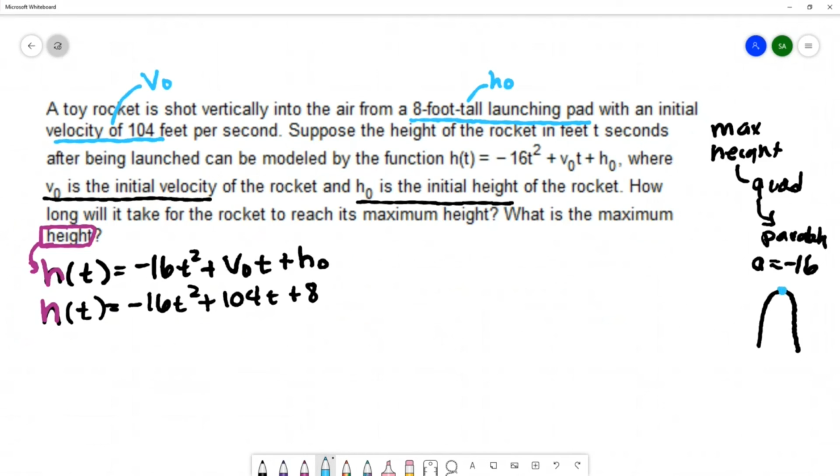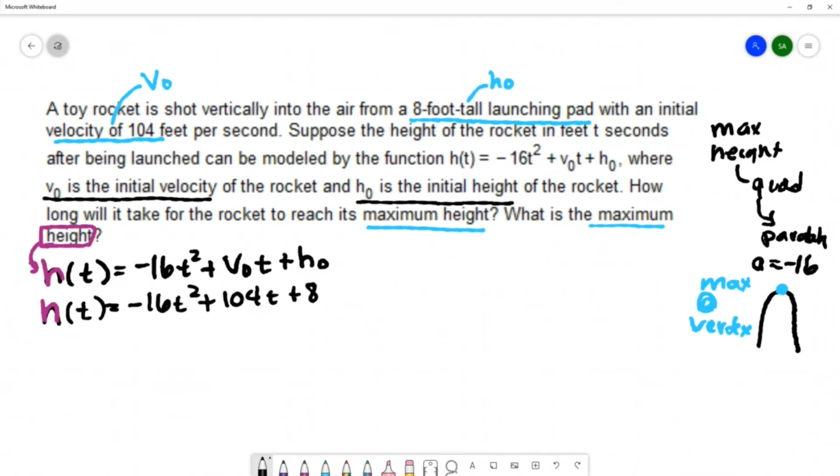And that's really helpful for us because that means that we have a peak in the graph. We have a highest value, a maximum value. That max is going to occur at the vertex. So we can answer this question. We can find how long it takes to reach the maximum height, and we can actually find the maximum height by finding the vertex of this quadratic function.